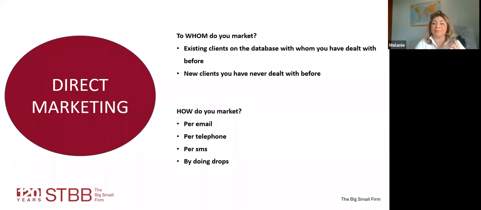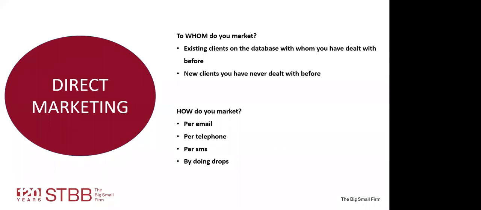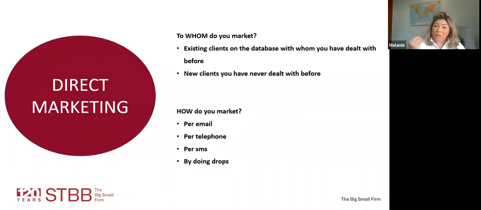So firstly, you've got to say to yourself, to whom do you market? Normally it's canvassing. I think that's normally the direct marketing in the real estate industry, where as a real estate agent, you would be either phoning or emailing existing clients on your database with whom you've done a previous transaction, or you will be emailing or WhatsApping or phoning a new client that you have never dealt with before. And you have to deal differently with existing clients whose details are on your database, as opposed to new clients whose details are not on your database.